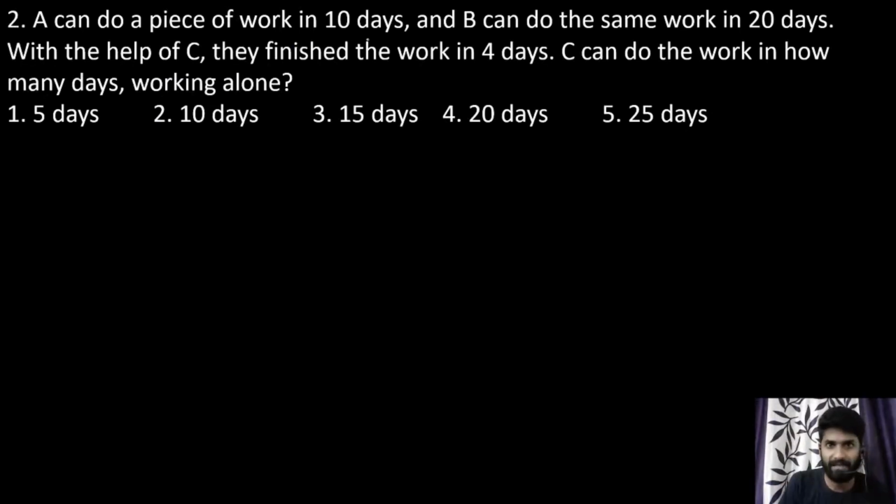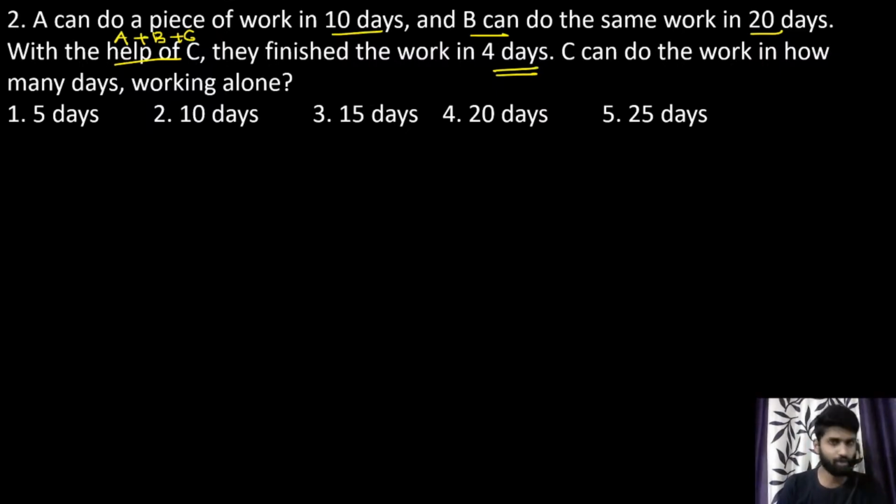A can do a piece of work in 10 days. B can do the same work in 20 days. With the help of C, what is the meaning of with the help of C? It means A plus B plus C. They finish the work in 4 days. C can do the work in how many days? If you know the efficiency of C, then you can get the answer, guys.